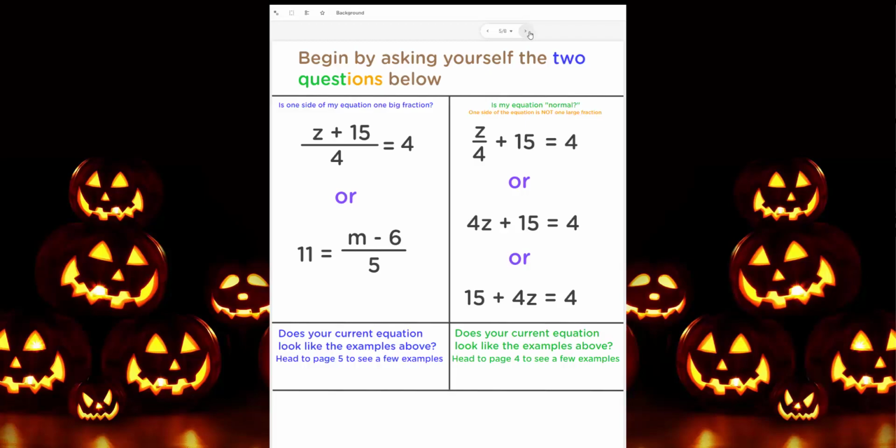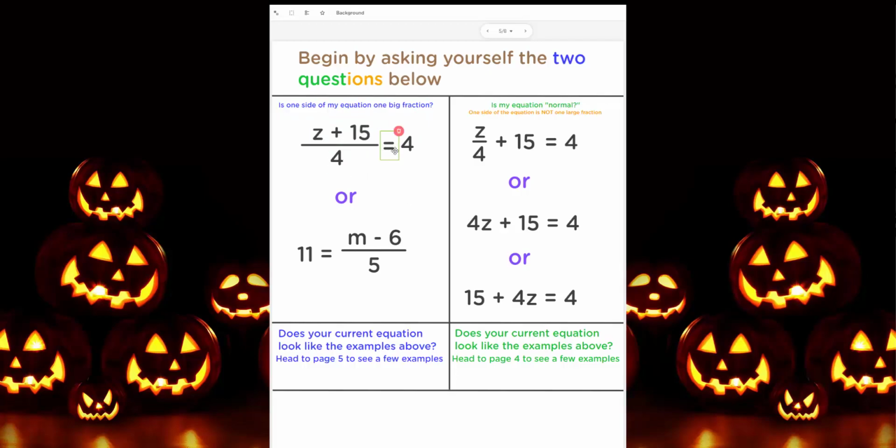Now, I will go over this in a bit more detail later on in the video, but there are 2 different types of two-step equations you can run into. There are normal two-step equations, which are these over here on the right. And then there are the equations that are not normal, because one side of the equation is one big fraction.